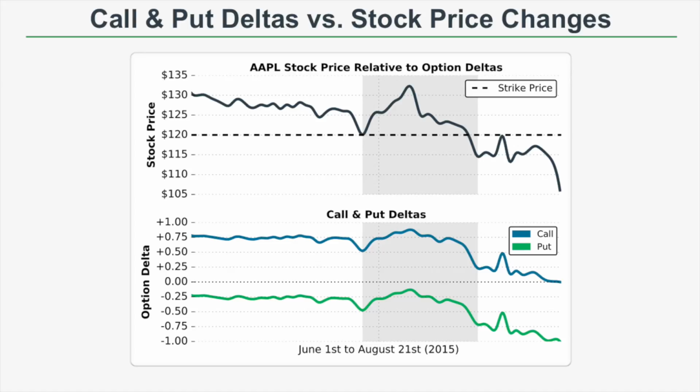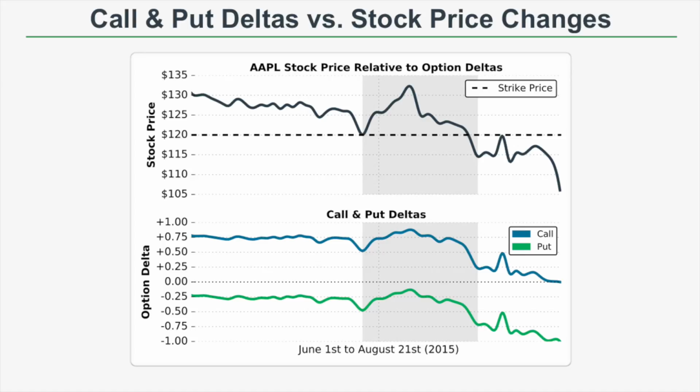To back up that last statement, let's look at a visual example of call and put deltas as the stock price changes. Here we're looking at the Apple stock price in the top half of the chart, and the call and put option in the bottom half. We're looking at the call and put option with the same strike price. Initially, this call option had a delta of 0.75, while the put option had an initial delta of -0.25.